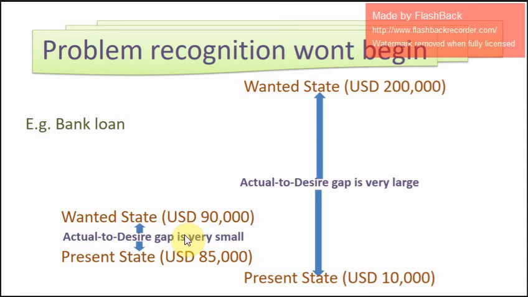The consumer may get this much amount from some other sources and may not really work with the bank for this. If the consumer currently has only USD 10,000, and the consumer wants USD 200,000, in that case this actual to desire gap becomes very large. And when this gap becomes very large, again problem recognition will not happen. That means in this case, the consumer will not really approach a bank for this much loan amount, considering the present state of his finances.